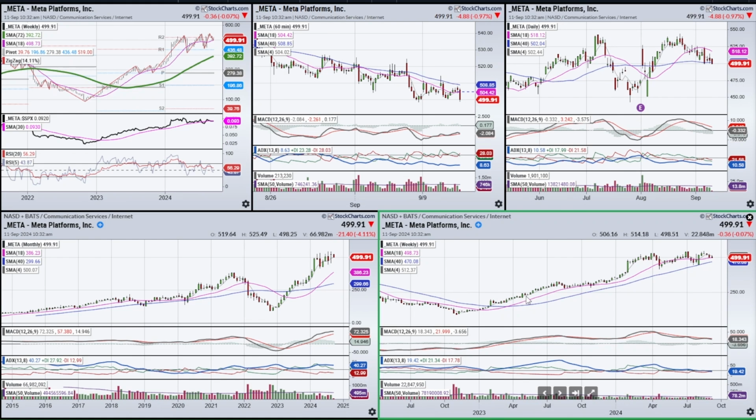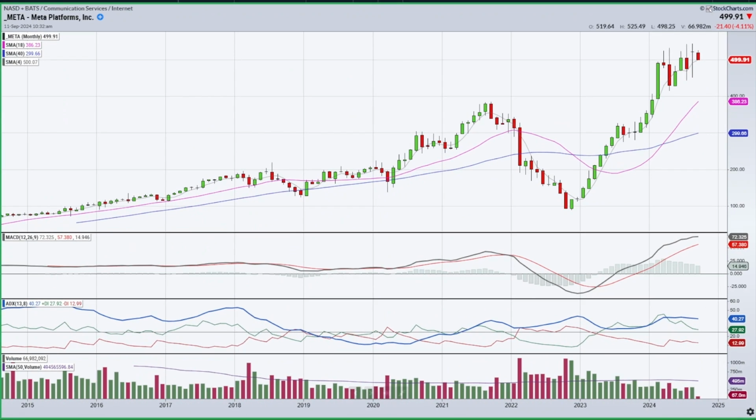All right, so Meta. A lot of times I look at a stock and I try to determine, is this a topping pattern or is this a pause in an ongoing uptrend? Based on everything I know, I would be looking at this as a pause in an ongoing uptrend, meaning we make a move up, you pause, and then you go again.